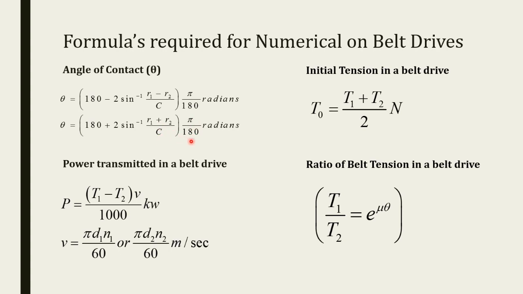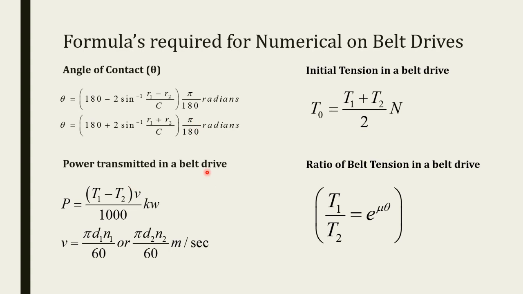So in the cross belt drive, the angle of contact will be the same for the larger pulley as well as the smaller pulley. So you need to see the difference here. If it is negative, R1 minus R2 in the numerator, then it is for the open belt drive. If it is positive, R1 plus R2 by C, then it is for the cross belt drive, and this angle of contact theta should always be in radians. That is why we are multiplying the value by pi by 180. When you multiply by pi by 180, you will get it in terms of radians.